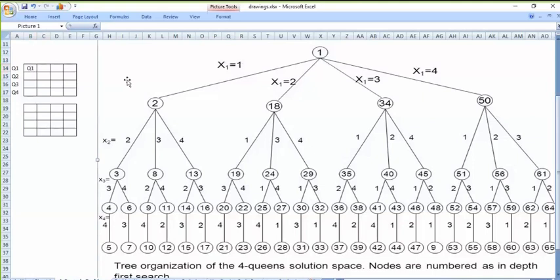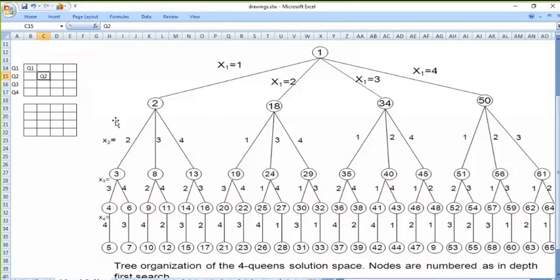Then what possibilities will I get? From node 2 I may have different possibilities again. So from node 2 to node 3 I will draw an edge, and this edge between 2 and 3 is for x2, which means queen 2. Queen 2 is 2, which indicates the second row, second column, so I will position it over here.